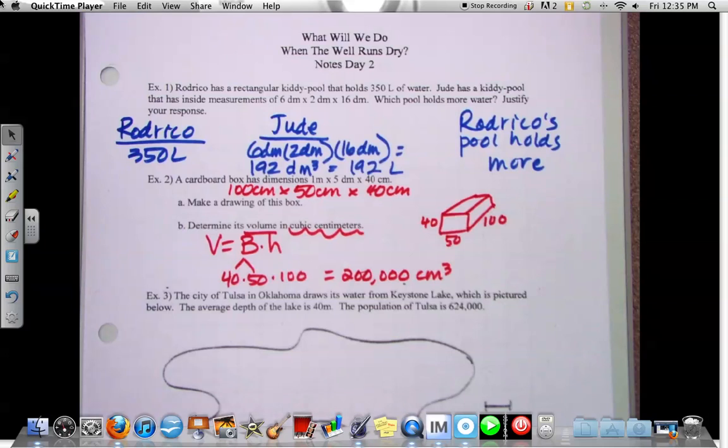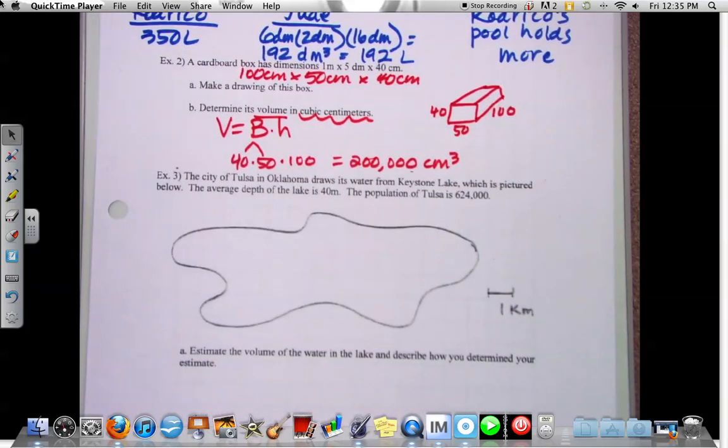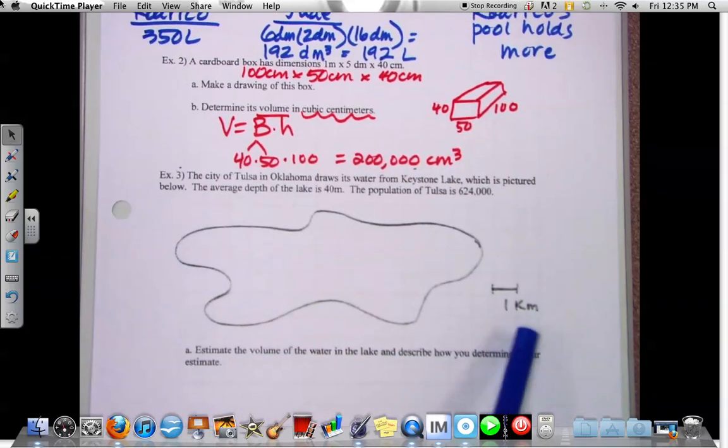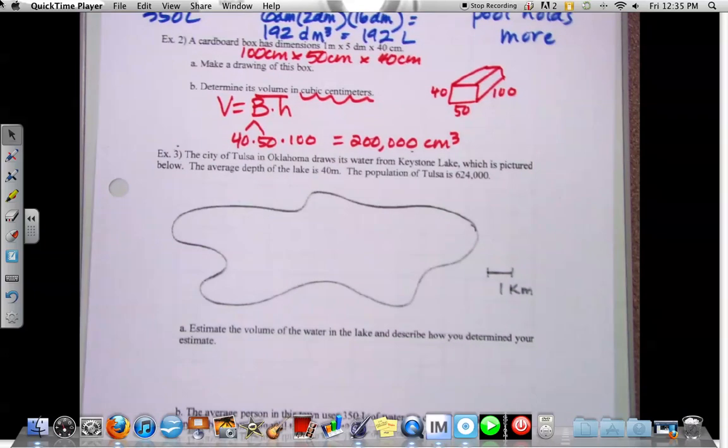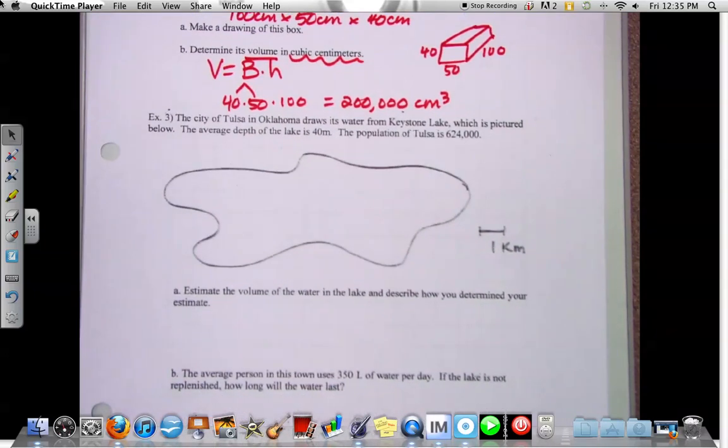All right, now we get to have more fun with counting wholes and partials. The city of Tulsa in Oklahoma draws its water from Keystone Lake, which is pictured below. The average depth of the lake is 40 meters, and the population of Tulsa is 624,000. So we have a drawing. We have a scale here for us too. It asks us to estimate the volume of the water in the lake. What's the first thing we should do? How are we going to count the squares?